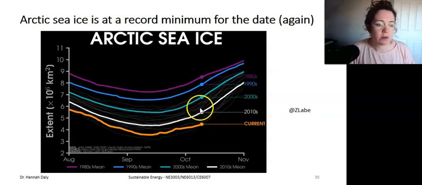for the date. So if you can see here, since the 1980s in the purple, the extent in terms of millions of square kilometers of Arctic sea ice has gone from about 8 to 9 million square kilometers to only 4. So actually, for the date, we're at half the amount of sea ice that there was in the 1980s. That is a very stark change.